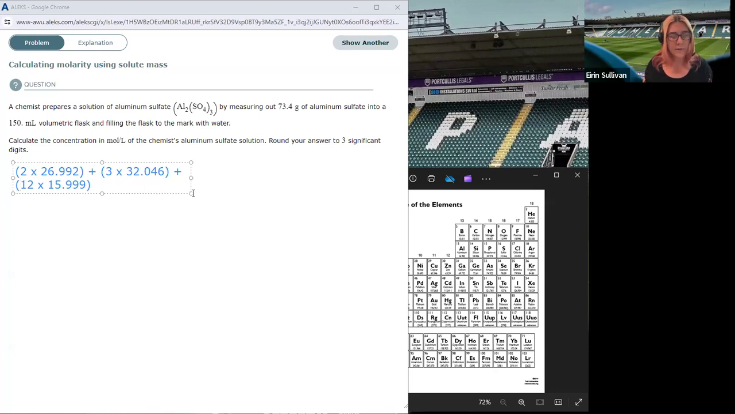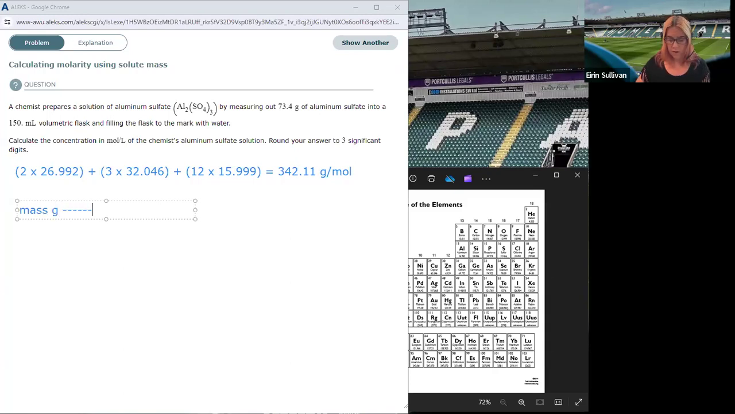You should be able to work out that formula just based on the charge of aluminium, 3 plus, and sulfate ion is 2 minus, right? 2 times 26.992 plus 3 times 32.046 plus 12 times 15.999 gives me 342.11 grams per mole.